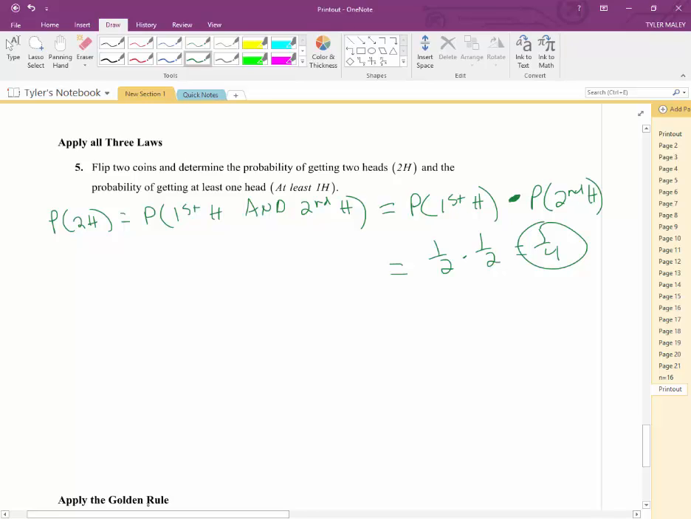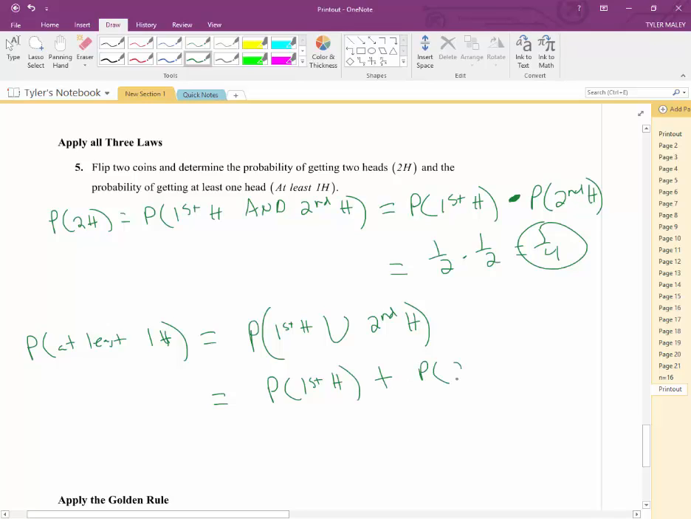So now we're asked, what's the probability of getting at least 1 head? With this, we could use the second law. So the probability of getting at least 1 head is equal to the probability that the first is a head or that the second is a head. That's what that means. So this would be equal to the probability that the first is a head plus the probability that the second is a head.